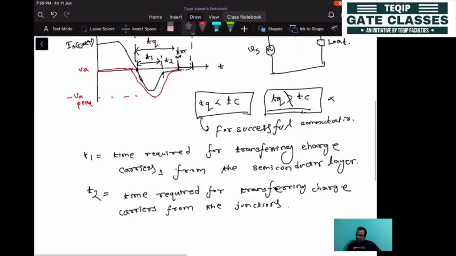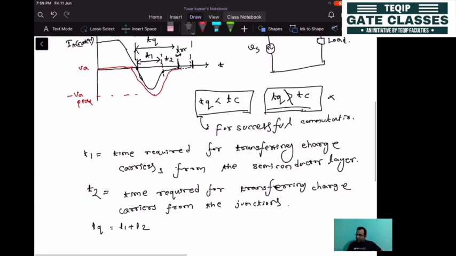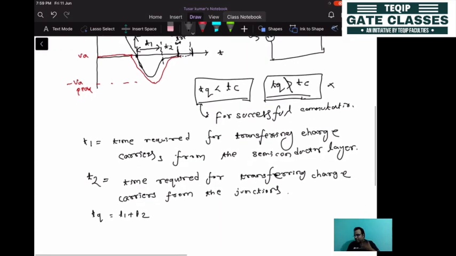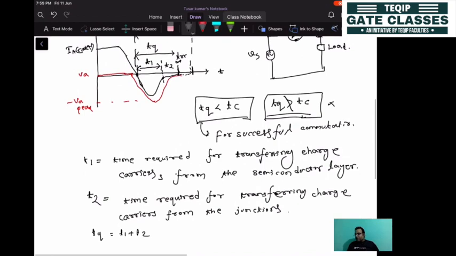Okay, so you can say that the device turn-off time tq will be equal to t1 plus t2. And tc is the circuit turn-off time, and always the circuit turn-off time will be greater than the device turn-off time. So the conclusion from this reverse recovery is that the circuit turn-off time will always be greater than the device turn-off time for the successful commutation of the device.